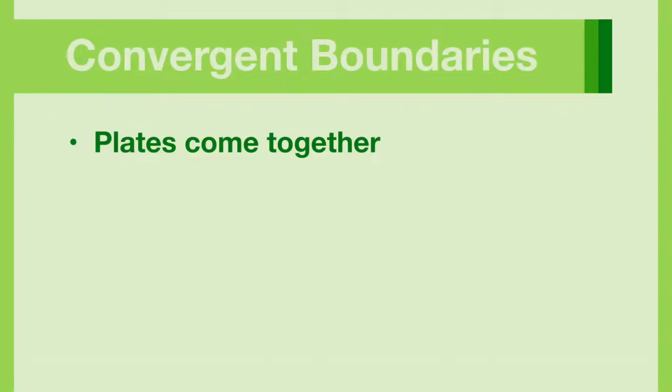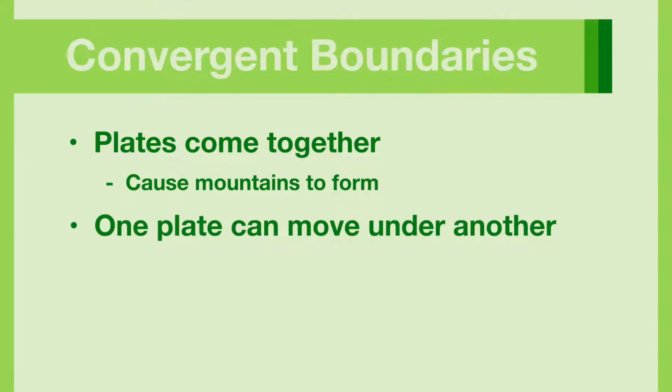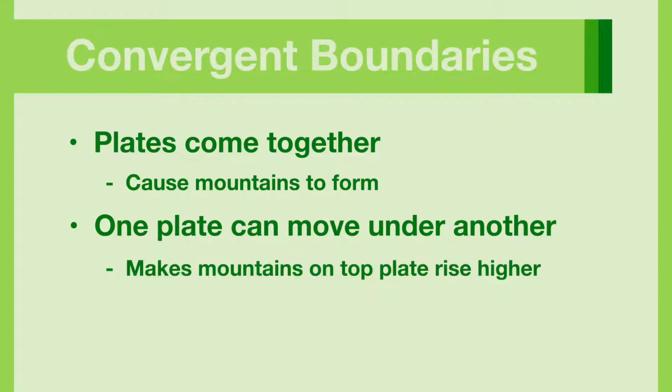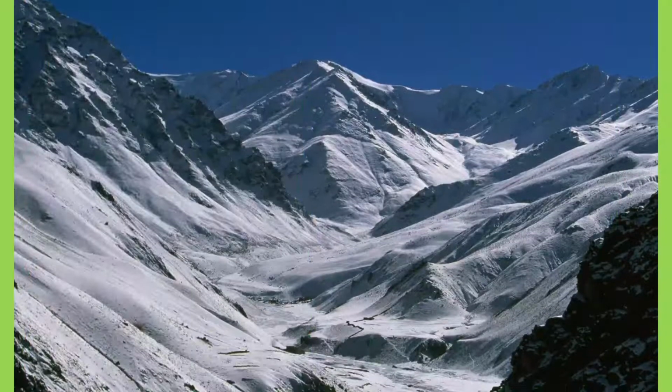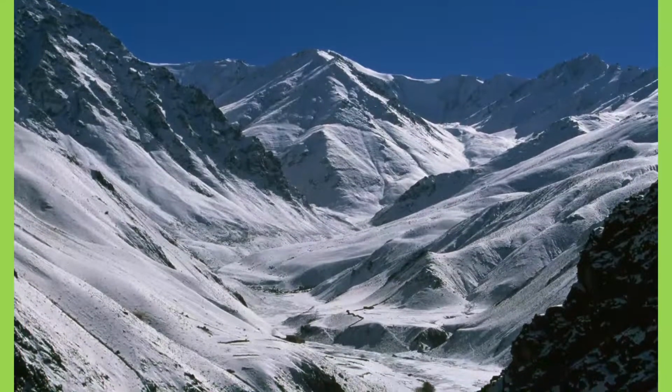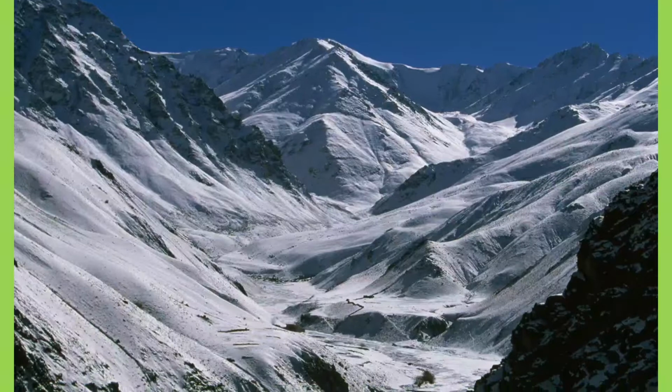There, plates come together. This pushing together can cause mountains to form. One plate can also move under another at a convergent boundary. That makes the mountains on the top plate rise even higher. In fact, the highest mountains on Earth, the Himalayas, shown here in the photo, are the result of a convergent boundary.